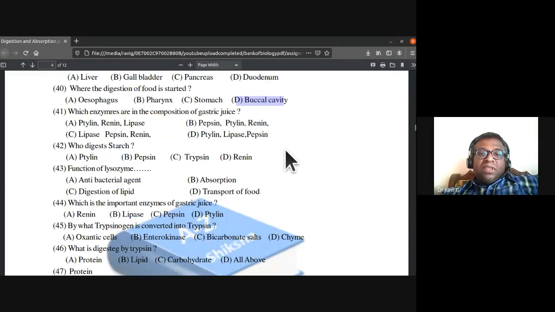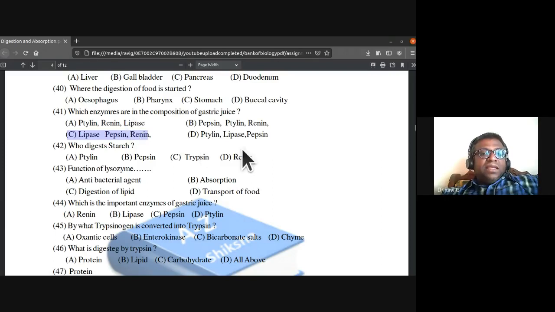Or the oral cavity. Which enzymes are in the composition of gastric juice? Ptyalin, renin, lipase, pepsin. Ptyalin is not present at all; salivary amylase is called ptyalin. So both A and B are ruled out. Lipase, pepsin, and renin is the correct choice. So for 41, C is the answer.